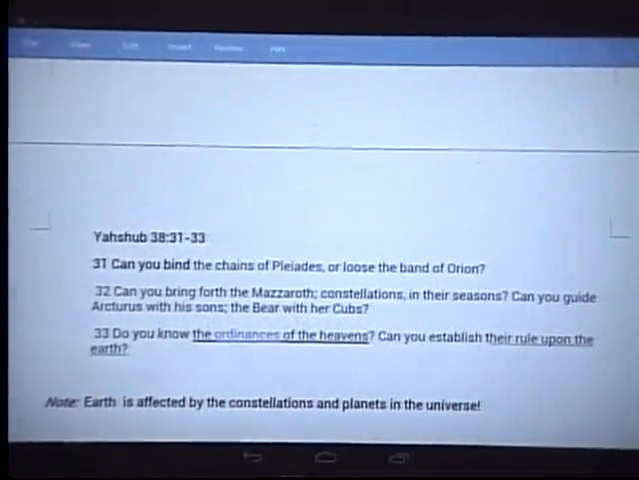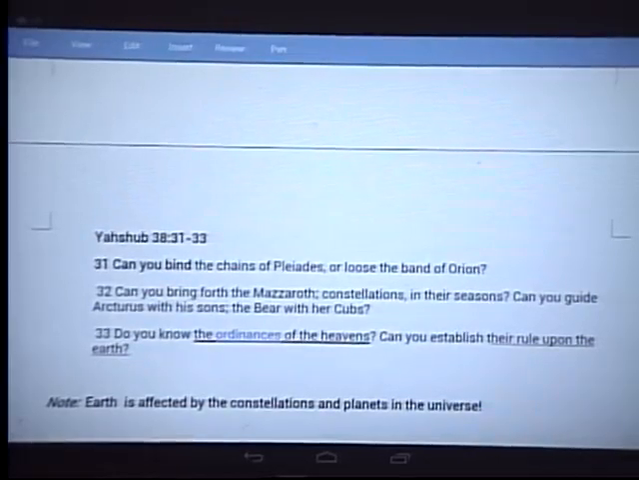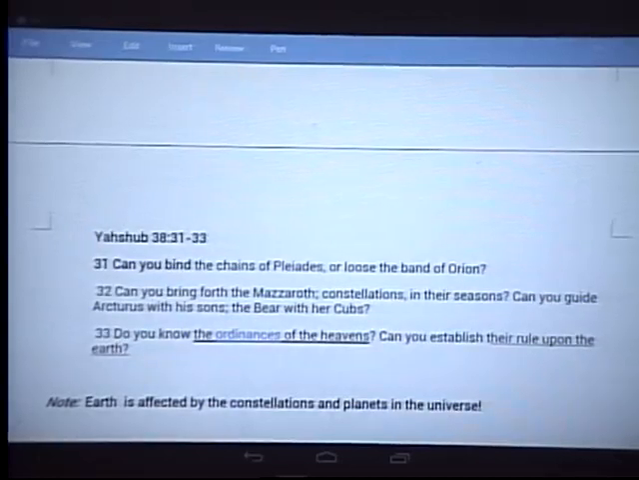you can see here how Earth is affected by the constellations and the planets in the universe. In Iyov 38, verses 31 to 33, Yahweh says, can you bind the chains of Pleiades or loose the band of Orion? You see Orion. Orion usually late at night is over in the sky out there. And Pleiades, that's the 7 stars together.